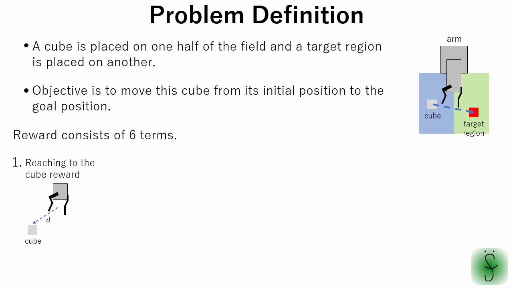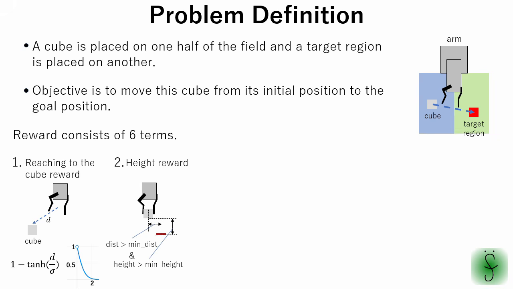The first reward is given for the gripper reaching the cube. Hyperbolic tangent is used to make the reward smooth. This reward is inversely proportional to the distance between the cube and the gripper.